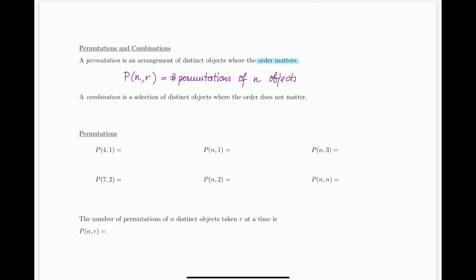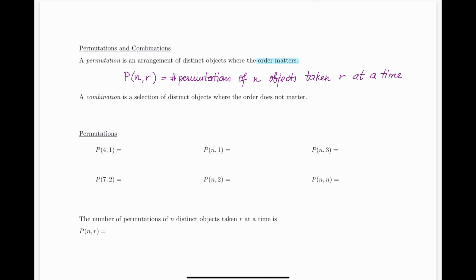And R stands for how many at a time are we going to consider. So taking R at a time. So for example, when I have, let's say, 39 ministers and I want to arrange 19 of them in a picture of the cabinet, the number of ways I can do it is permutations of 39 objects taken 19 at a time.